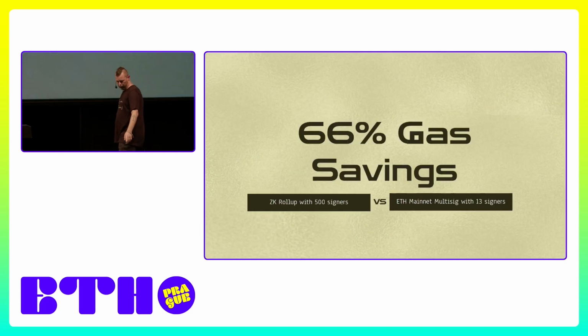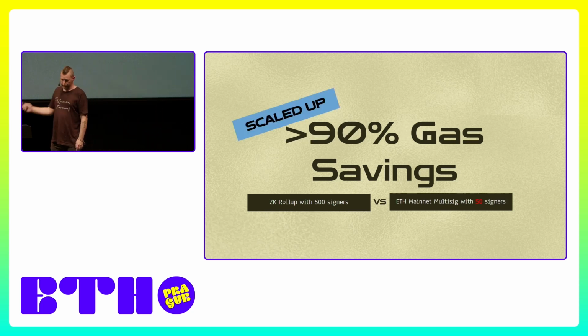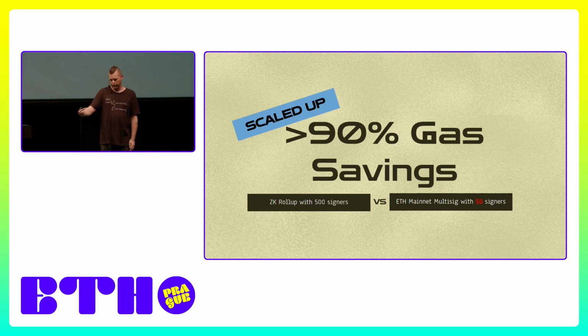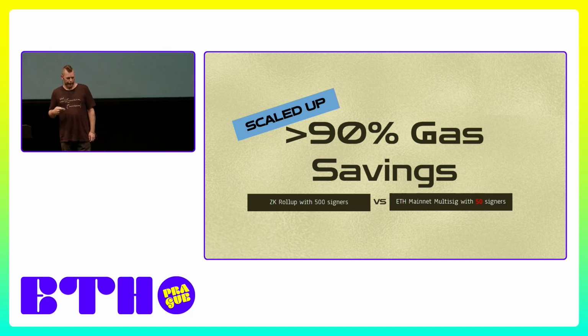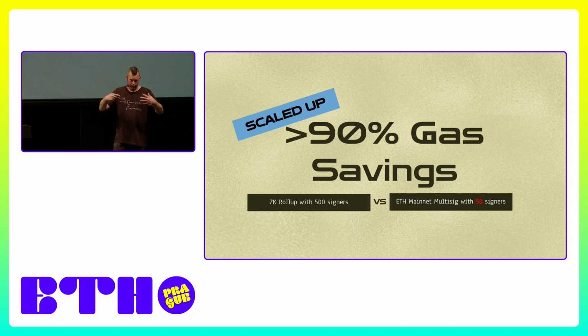OK, so why are we doing this? A rollup with 500 signers or 5,000 signers or 5 million signers, doesn't matter, is 66% less gas than our current multi-sig with 13 signers. Once we scale up to 50 signers, it's way more than 90%, and effectively it just gets better and better the further we go along. So that's the reason we would want to do this. There's a lot of complexities involved. There's a lot of asterisks and a lot of weird caveats, and these things need to be overcome.